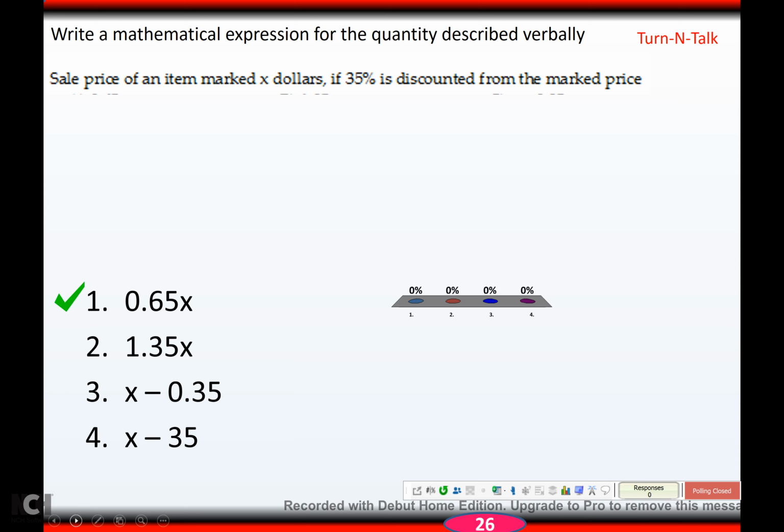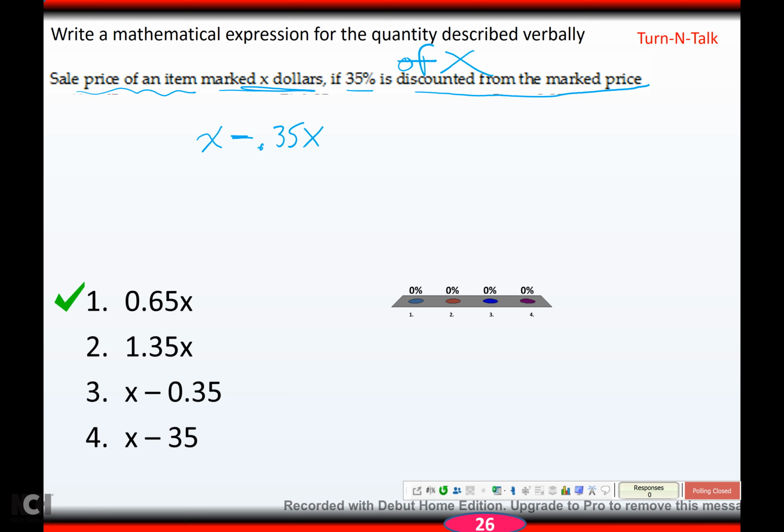Let me talk about this a little bit. I probably just tricked you there. All right, sale price of an item marked X dollars if 35% is discounted from the marked price. So if I had X dollars to begin with, but I'm not going to pay that, that's on the ticket, I'm going to get some money off, so I'm taking some away. 35% of that price, so 0.35x. That would be an acceptable answer.